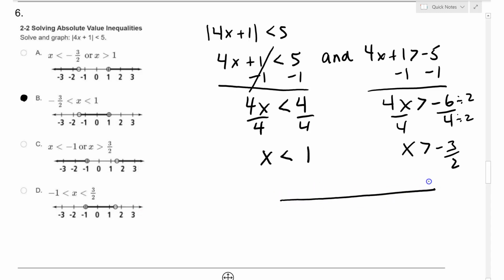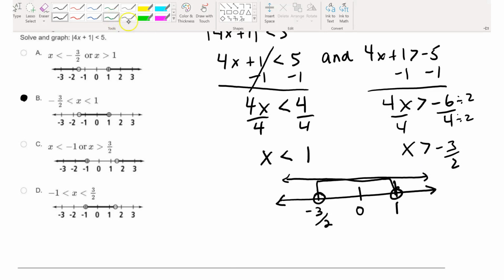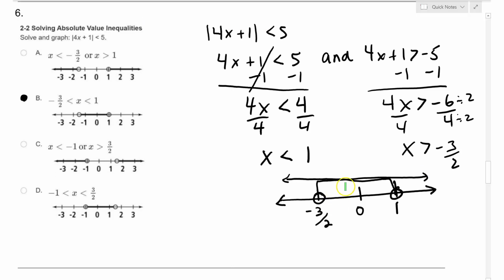So you have 1, you have 0, you have negative 3 over 2, open circle, open circle. We know that x is less than 1, so it goes in this direction. X is greater than negative 3 over 2 goes in the other direction. So the solution will be those values that are between negative 3/2 and 1. That's the solution.